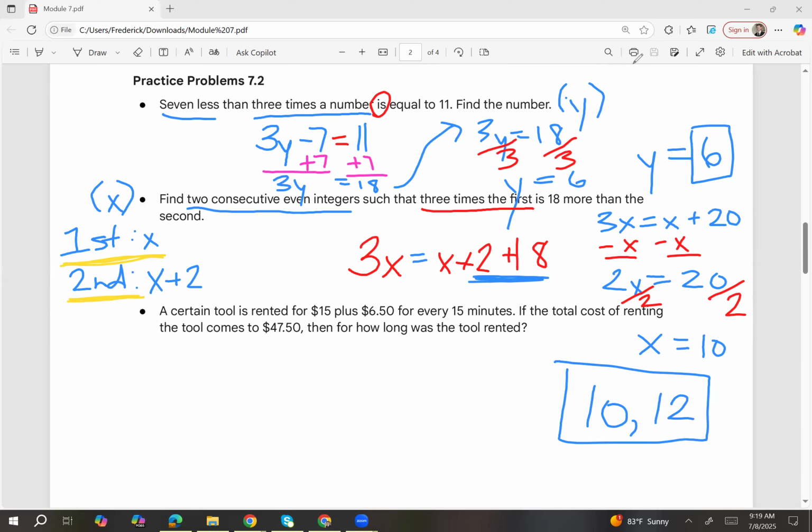Now, lastly, we have a nice context to look at, a little easier to approach sometimes, these that have a little more context instead of just talking about numbers and using the math terms like less than and so forth for operations. This last one is a nice example of a rental agreement. So let's take a look at it.